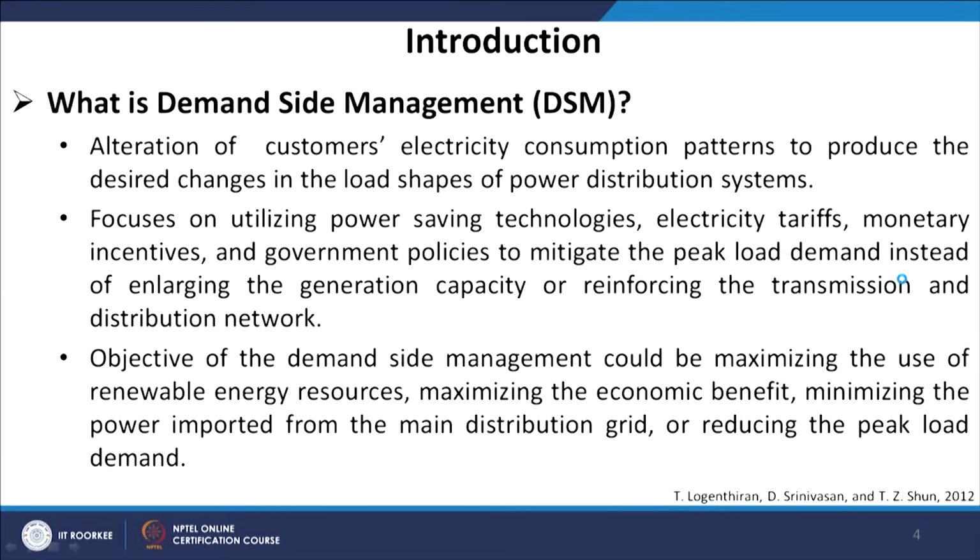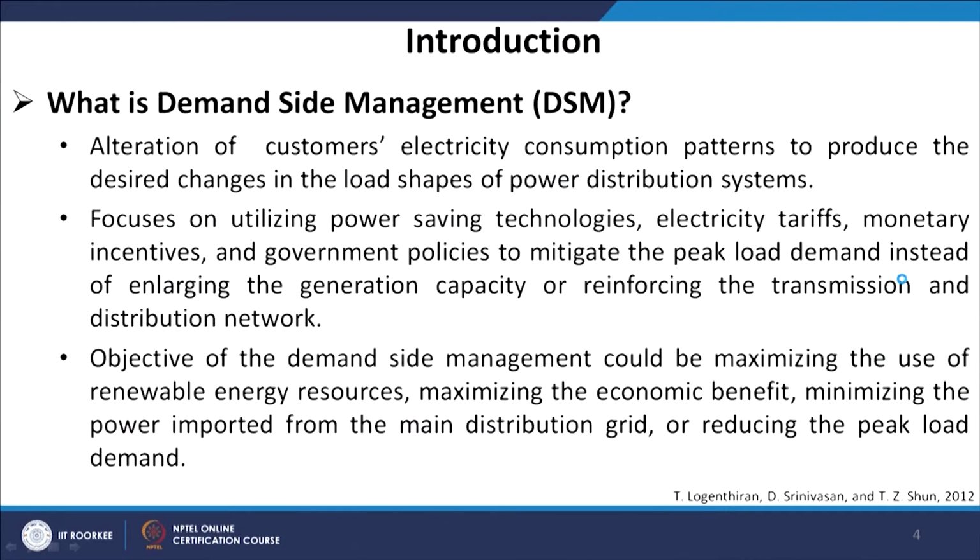The objective of demand side management could be maximizing the use of renewable energy sources, maximizing the economic benefits, minimizing the power imported from the main distribution grid, or reducing the peak load demand. Now, the main objective of demand side management is to optimally utilize the renewable energy sources present in your distribution system and also maximize your economic benefit so that the peak demand can be reduced.